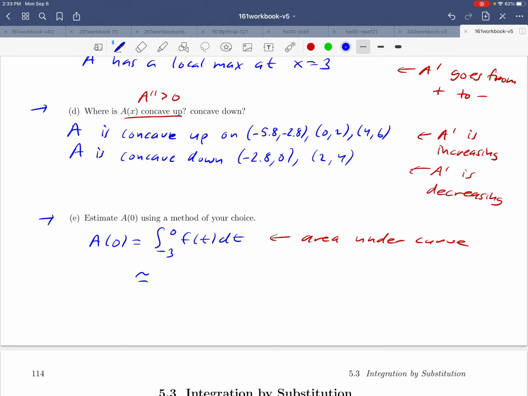That's okay. If we take those 3 numbers, the area of the first rectangle is 1.8 times its width, plus 1.3 times its width, and finally 0.3 times its width. We're just taking our best estimate of the height times the width of each of those 3 rectangles. If you add those up, you get 3.4. That is our best estimate of A of 0.